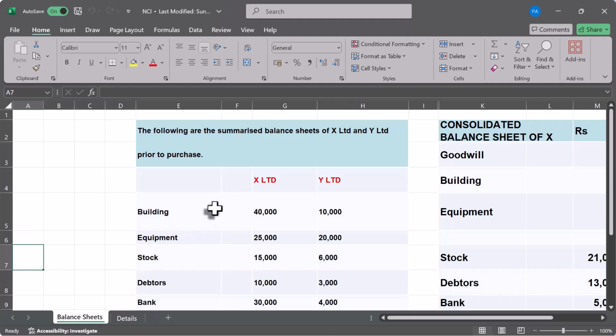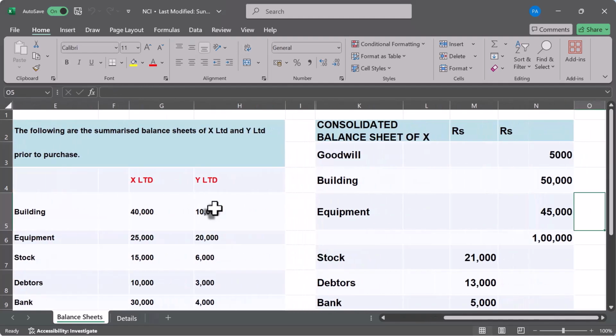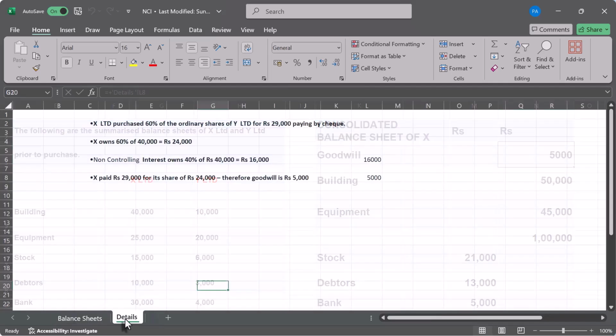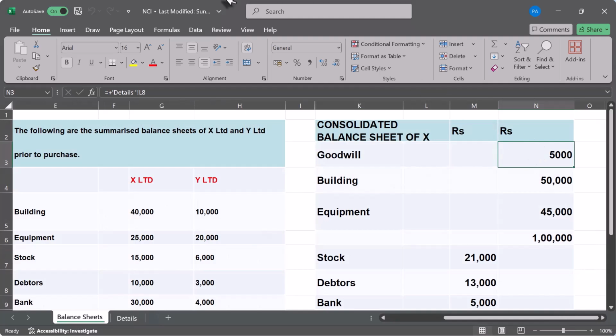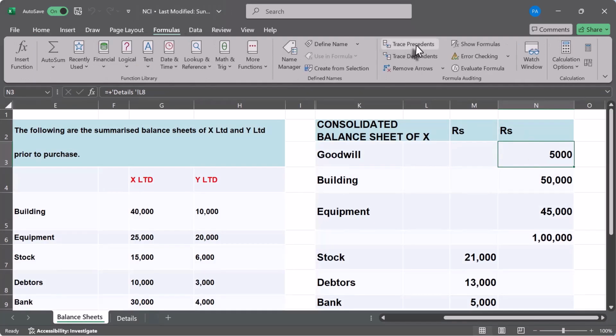Now, if you look at the first sheet, there is a balance sheet. Can you see the balance sheet in the first? Okay, so now we are making a consolidated balance sheet. Now there is a goodwill here. First item will be goodwill. How much? 5,000. I've gone to details, L8. So this is 5,000. So X paid 29,000 for the shares which were worth 24,000, therefore goodwill is 5,000. I have put a marker here. If you can see the formula, it is coming from the other sheet. Is that okay?